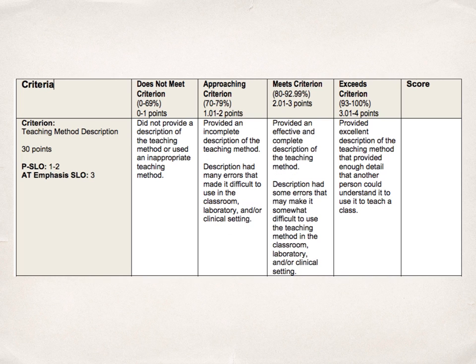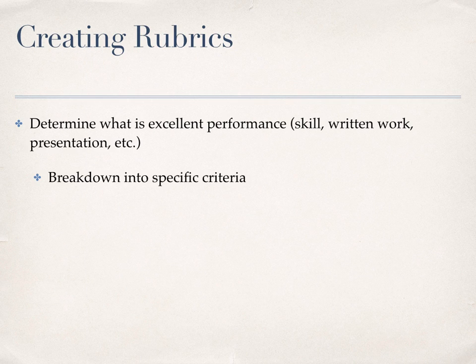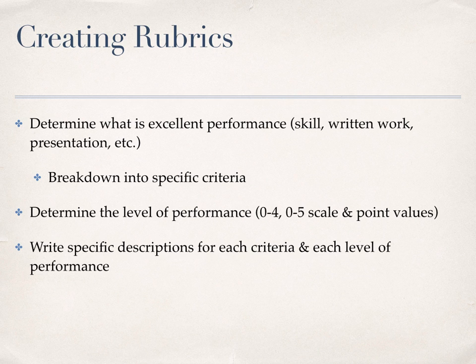Like if I go back here, we have different criterion. If you look at the rubric for the signature choice assignment, you see there's quite a bit of different criterions for that assignment. Then what you want to do is determine the level of performance. This is the scaling. You want it on a 4-point scale, a 5-point scale, and you want to determine the point values. Then you need to write specific descriptions for each criteria and each level of performance.